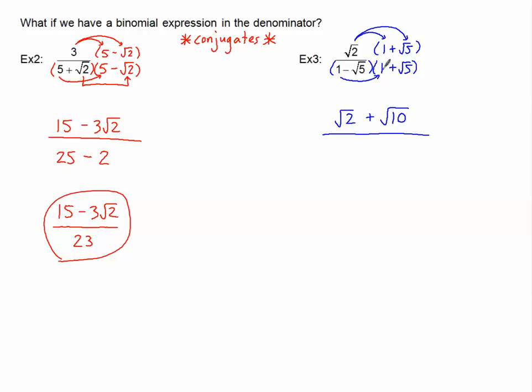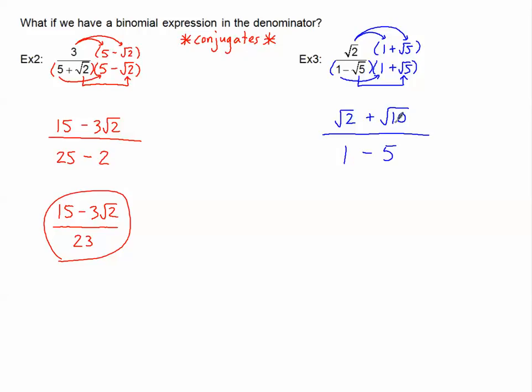Let's see the denominator. 1 times 1, well, that's the first terms, that's just 1. The inner terms, the outer terms will be exact opposites, so they cancel away. The last terms, a negative times a positive is a negative. Square root of 5 times square root of 5 becomes 5.